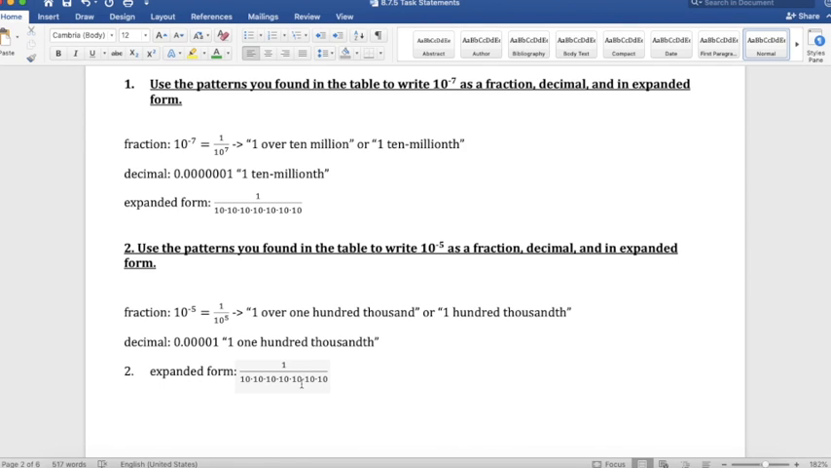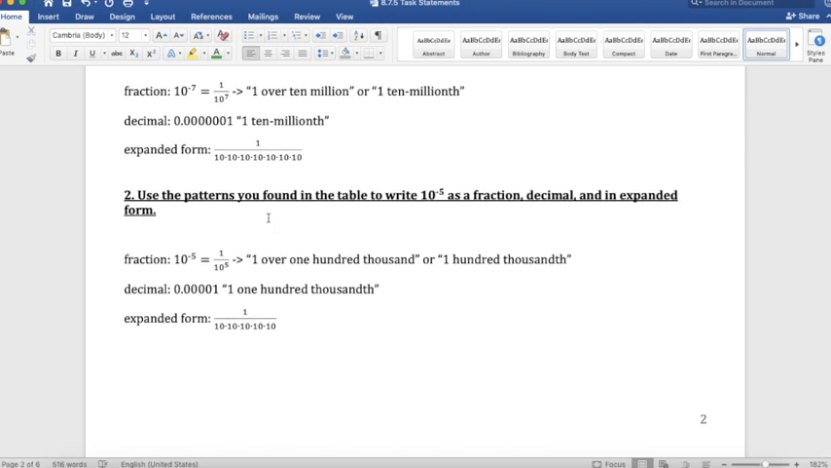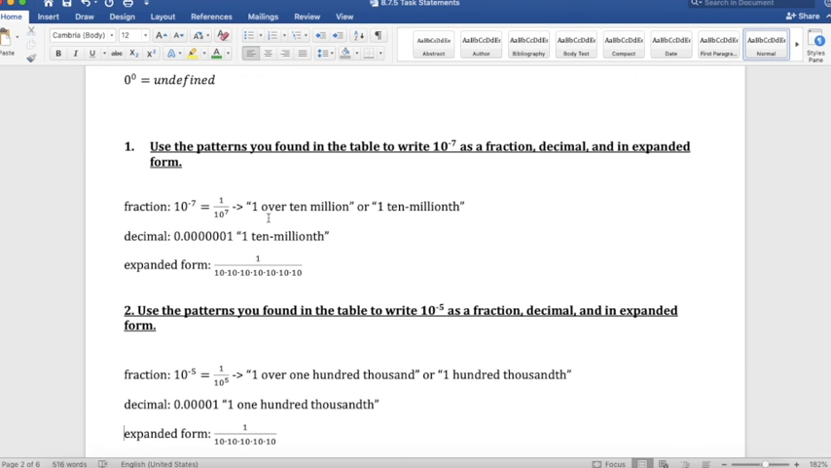Then my expanded form is just going to be 2 fewer 10s because I have 1 over 1, 2, 3, 4, 5 tens. All right. So hope that's helpful. The rest of your lesson today is really just trying to get used to the idea of these negative exponents, like what they tell you, and it's a lot of matching stuff.